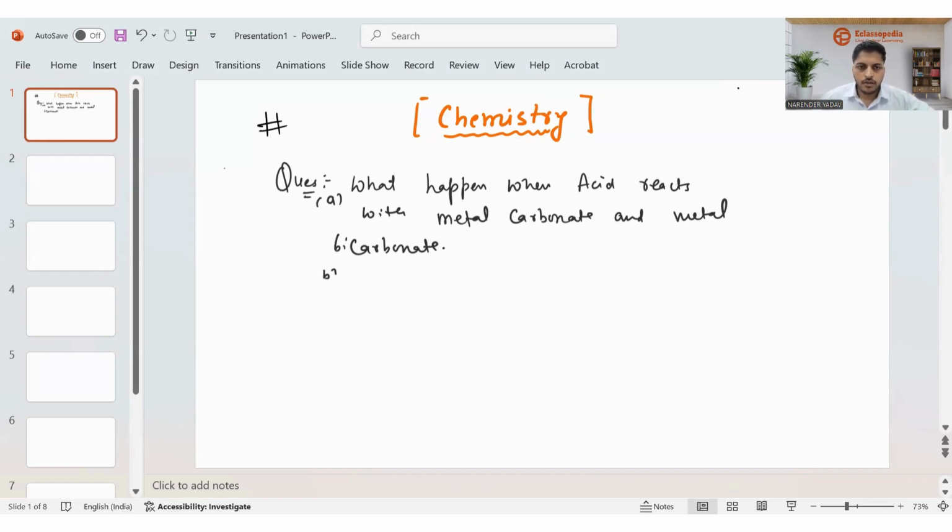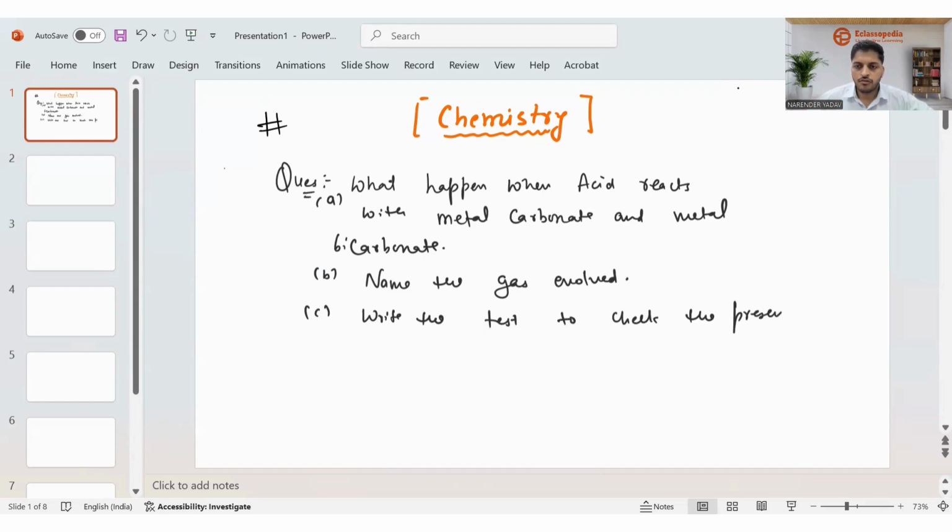Let it be A part. B part from the same question: name the gas evolved. Let's take the third part from the same question: write the test to check the presence of the gas evolved. Let the D part be: write the chemical equation.